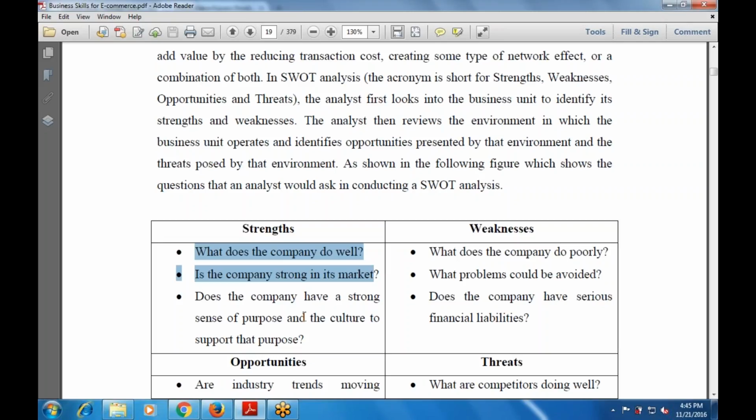What does the company do well? Is the company strong in the market? These are the questions for strength. Does the company have a strong sense of purpose and a culture to support that purpose? That means what the aim of the company is and whether that aim will be supported or not.